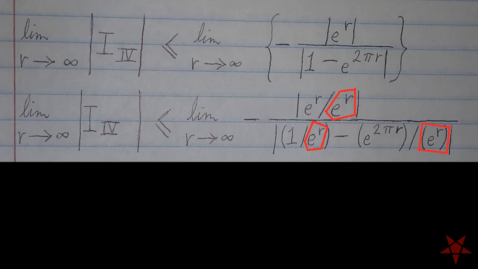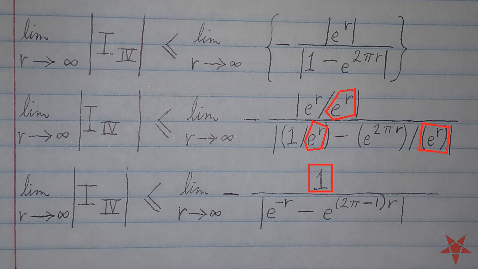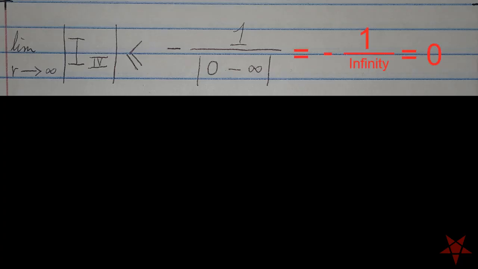On the right-hand side of the inequality, we divide both top and bottom by e to the power of little r. Since e to the power of little r is positive for all values of little r, it can be absorbed into both sets of absolute value signs, giving us a 1 in the numerator. The first term in the denominator goes to 0, whereas the second term goes to infinity because its exponent is a positive number.